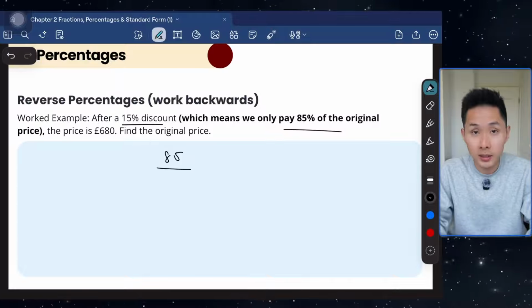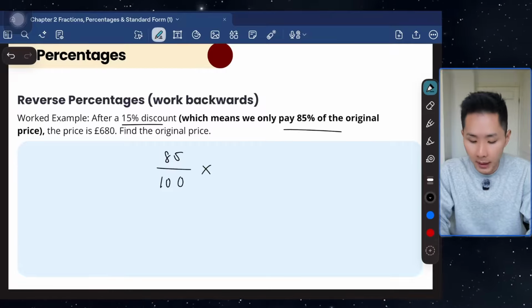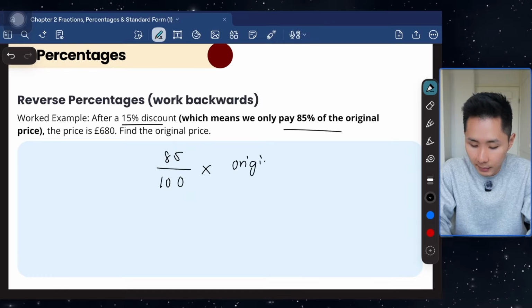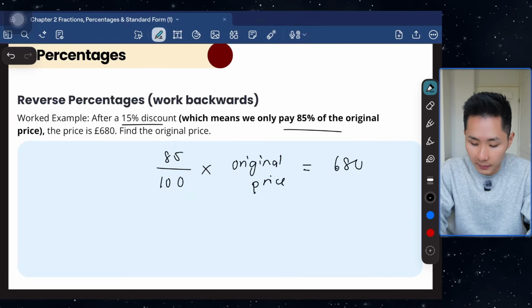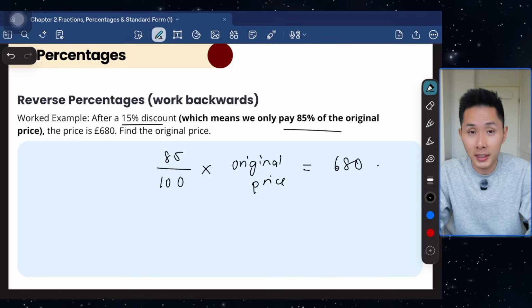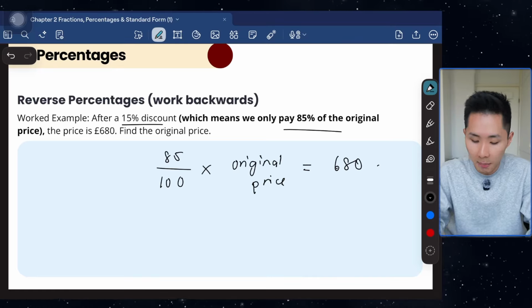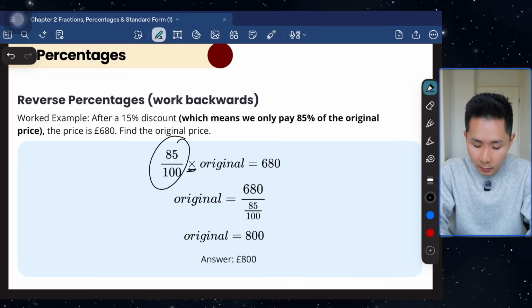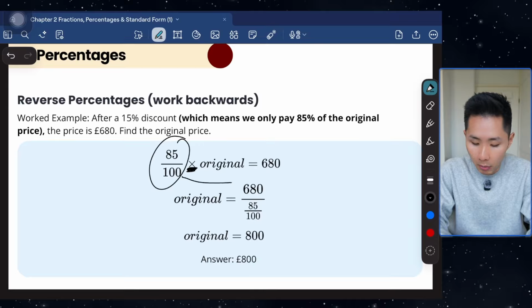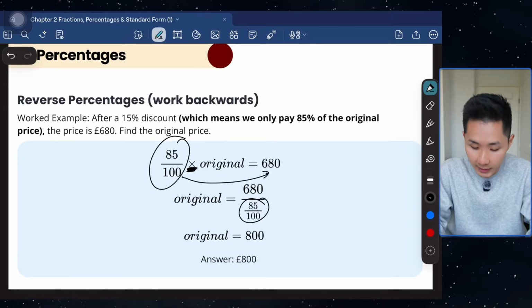So if you convert it to a fraction, that's 85 over 100 multiplied by the original price, which is what you should be paying. And the price after discount is 680. To find the original price, we need a little bit of linear equation, which we'll touch on in the chapters to come. In this case, we can move 85 over 100 because initially we are multiplying it, but when we move it to the other side of the equation, we'll be dividing instead.